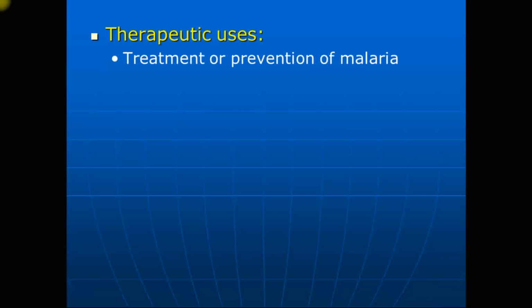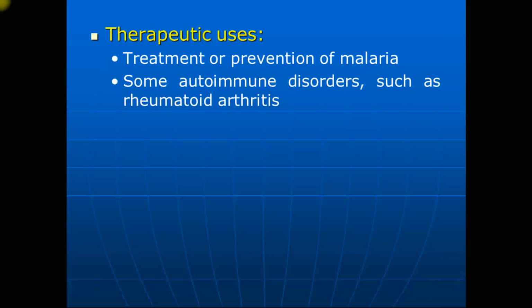Therapeutic uses: it is definitely related to the treatment and prevention of malaria, and in some autoimmune disorders also, we have seen that it has some immunosuppressant action. For that purpose, it can be used in rheumatoid arthritis. Actually, hydroxychloroquine, which is just a derivative of chloroquine, is very widely used in the management of rheumatoid arthritis in many patients. It's an effective therapy.